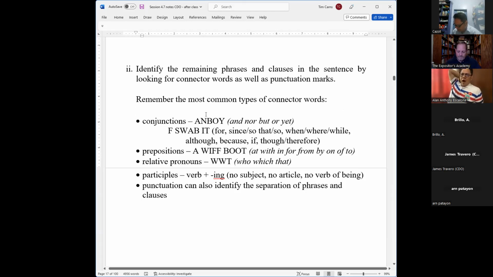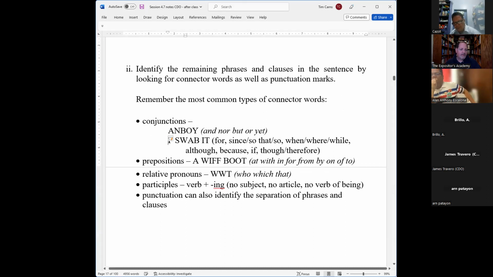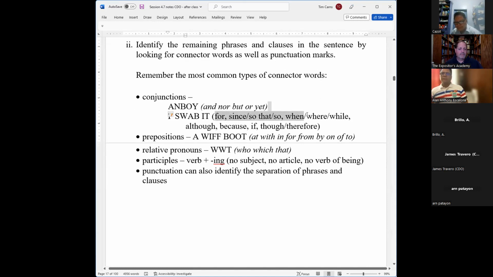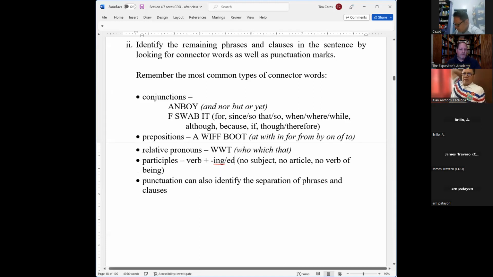You'll remember for conjunctions, we had the coordinating conjunctions: for, and, nor, but, or, yet. Then we had the most common subordinating conjunctions that begin with those particular letters, F-S-U-A-B-I-T. Then we have prepositions. The 9 most common prepositions are at, with, in, for, from, by, on, of, to. The relative pronouns, there's only 3 of those. And then we had the more difficult ones, the participles, which is a verb with an -ing or -ed ending.